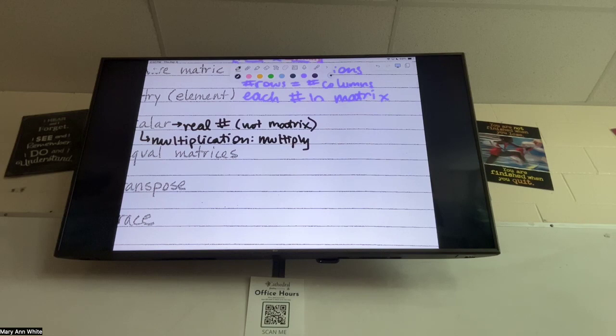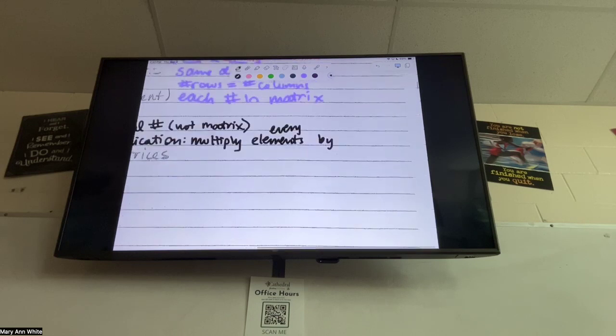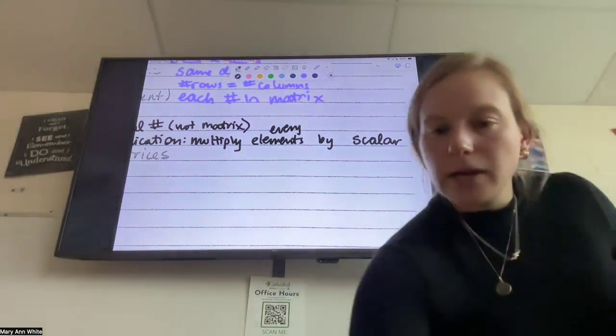Multiply elements by the scalar. Maybe every element by the scalar. Multiply every element by the scalar.